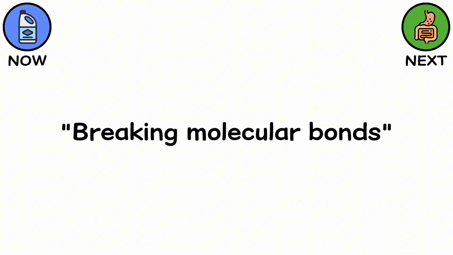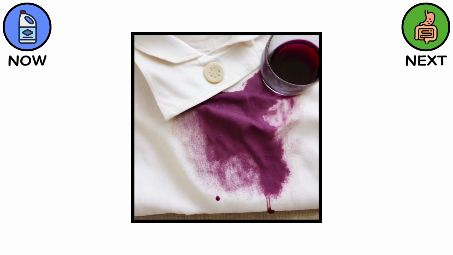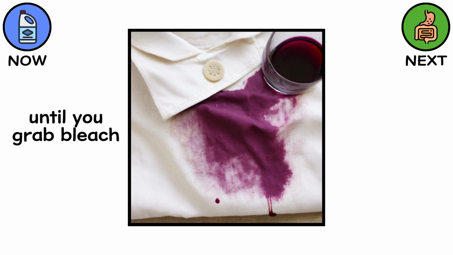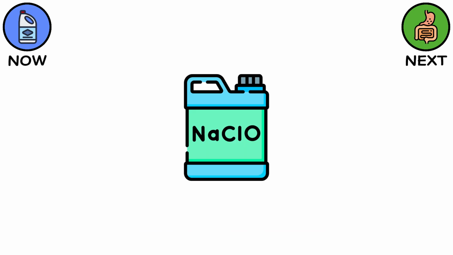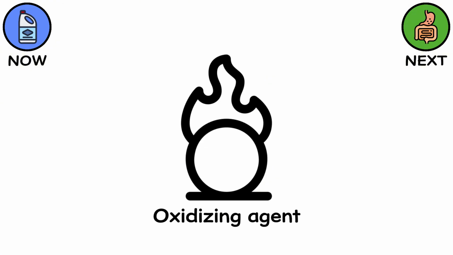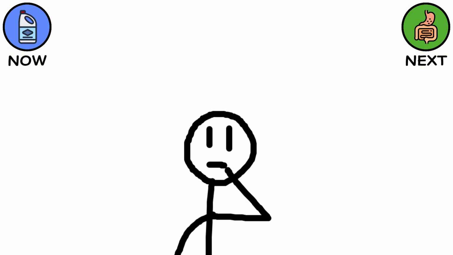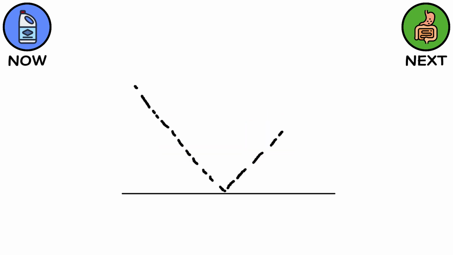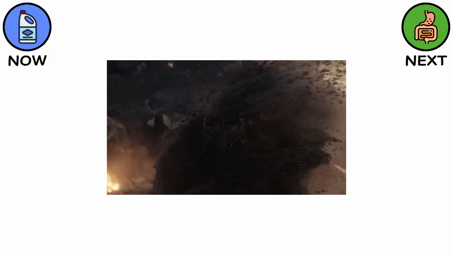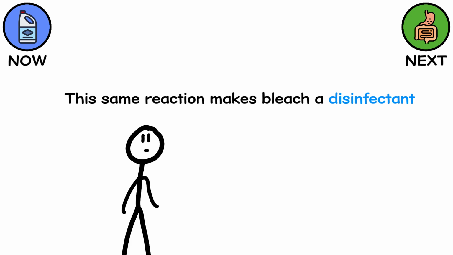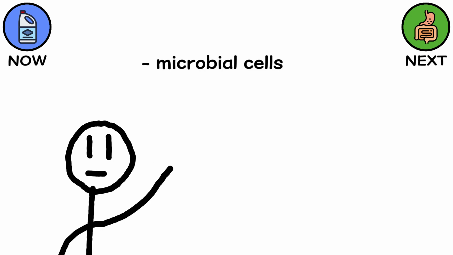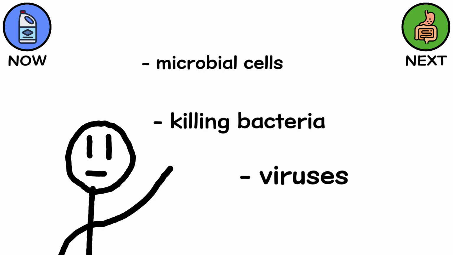Bleaching. Breaking molecular bonds. Spill red wine on a white shirt and it feels like the end of the world until you grab bleach. Bleach contains sodium hypochlorite, NaClO, a powerful oxidizing agent. It reacts with chromophores, the parts of a molecule responsible for color, and breaks their double bonds, essentially erasing their ability to absorb visible light. Result: the color disappears. This same reaction makes bleach a disinfectant. It destroys proteins in microbial cells, killing bacteria, viruses, and fungi.